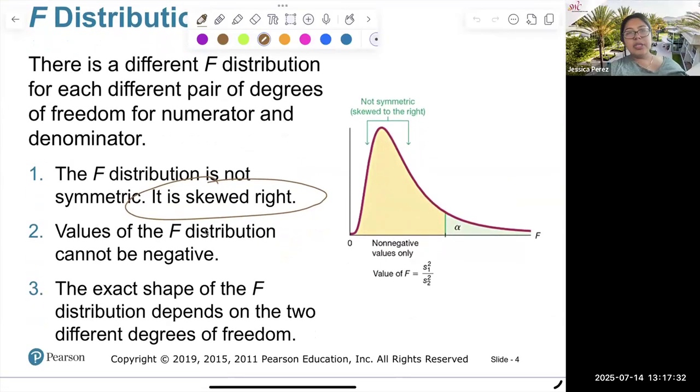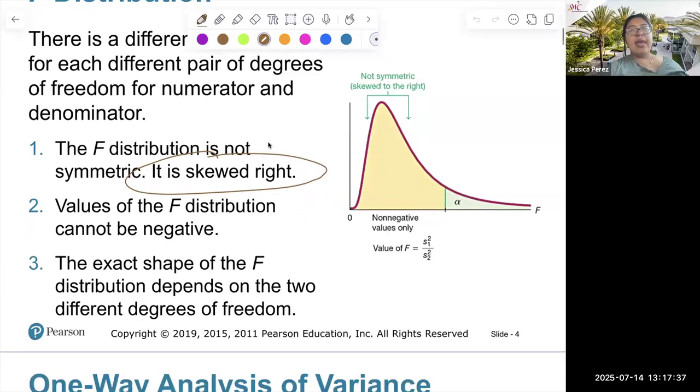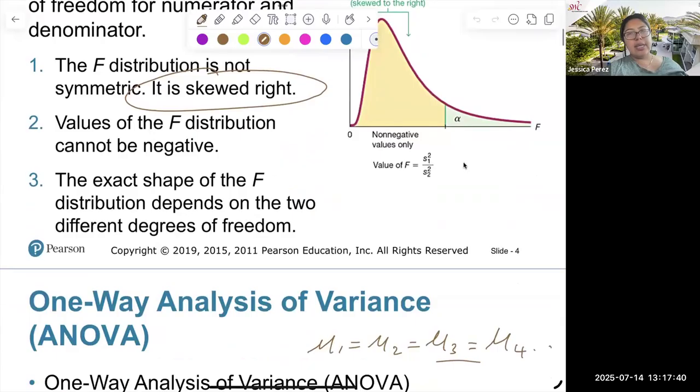Remember that the F distribution is not symmetric; it is skewed to the right. The values of F cannot be negative. And this is also a right-tailed test.